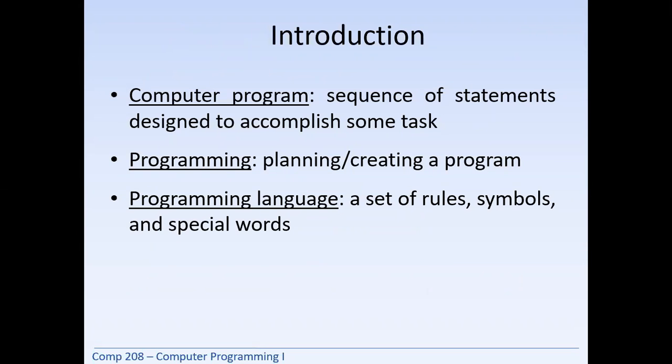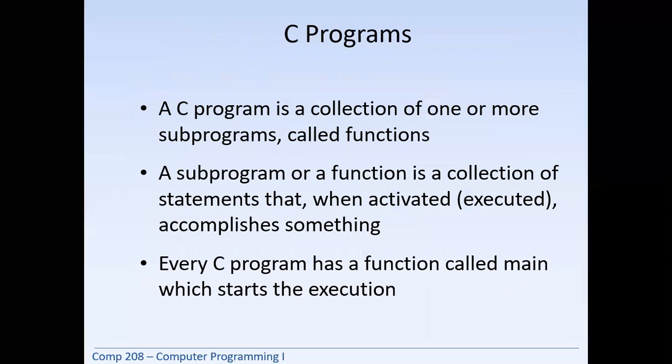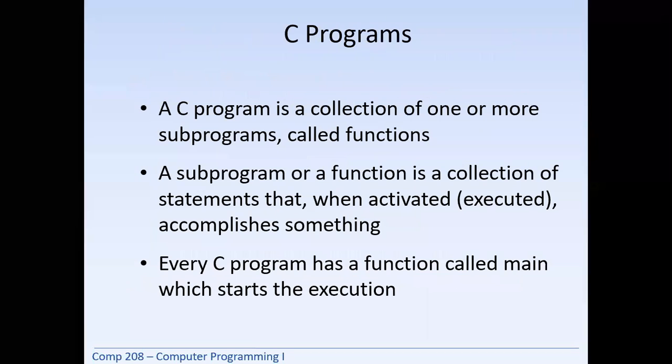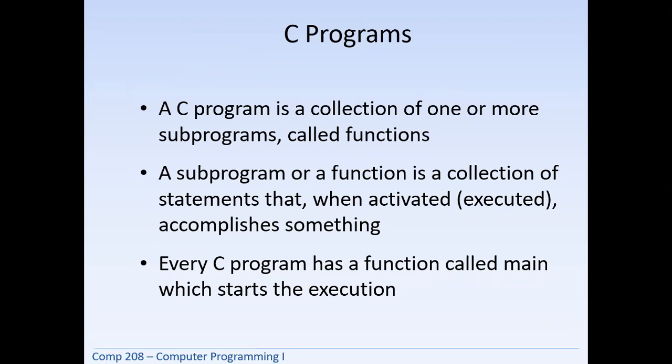Introduction: a computer program is a sequence of statements designed to accomplish some task. Programming is planning and creating a program. A programming language is a set of rules, symbols, and special words. A C program is a collection of one or more subprograms called functions. A subprogram or function is a collection of statements that, when activated or executed, returns something. Every C program has a function called the main function.